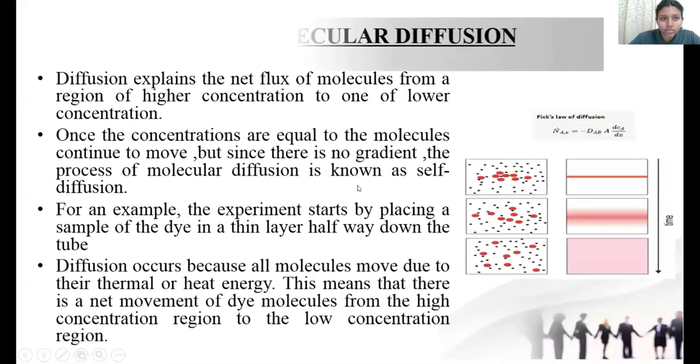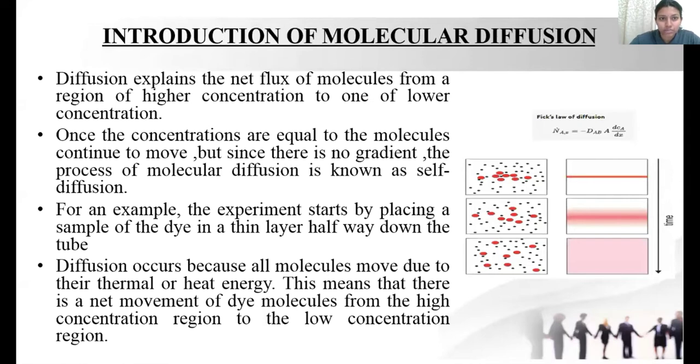So the next part, introduction of molecular diffusion. Diffusion explains the net flux of molecules from a region of higher concentration to one of lower concentration. Once the concentrations are equal, the molecules continue to move, but since there is no gradient, the process of molecular diffusion is known as self-diffusion. As an example, the experiment starts by placing a sample of the dye in a thin layer halfway down the tube. Diffusion occurs because all molecules move due to their thermal or heat energy. This means that there is a net movement of dye molecules from the high concentration region to the low concentration region.